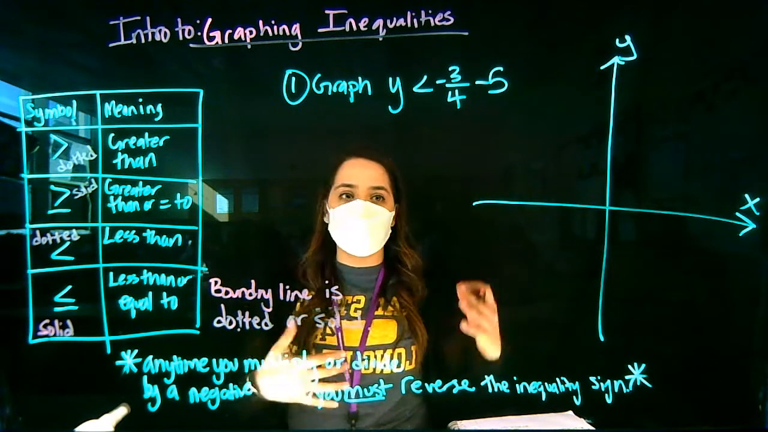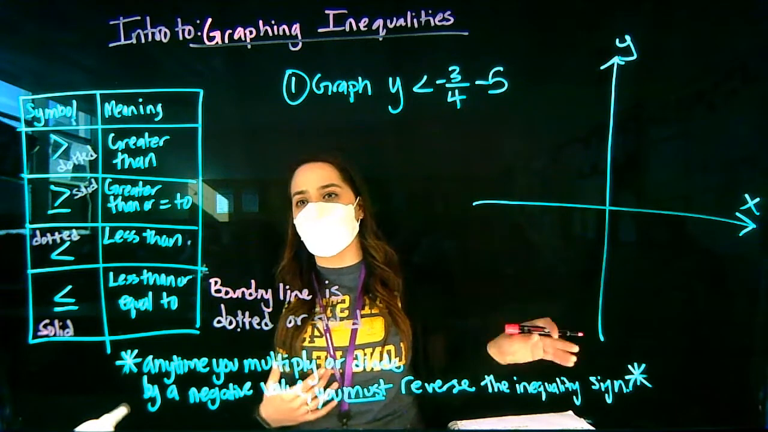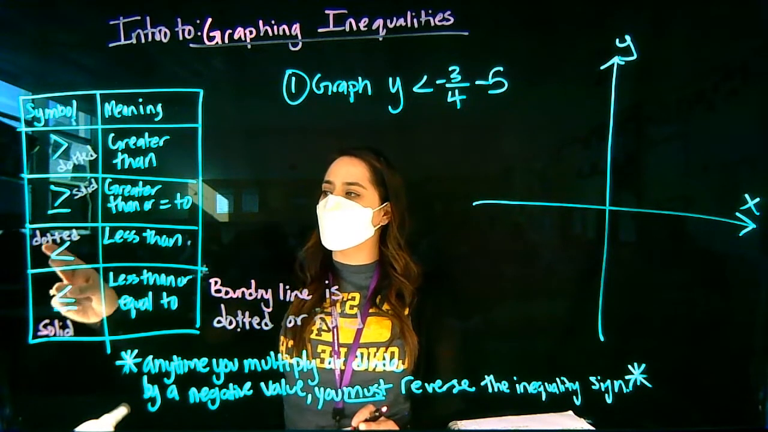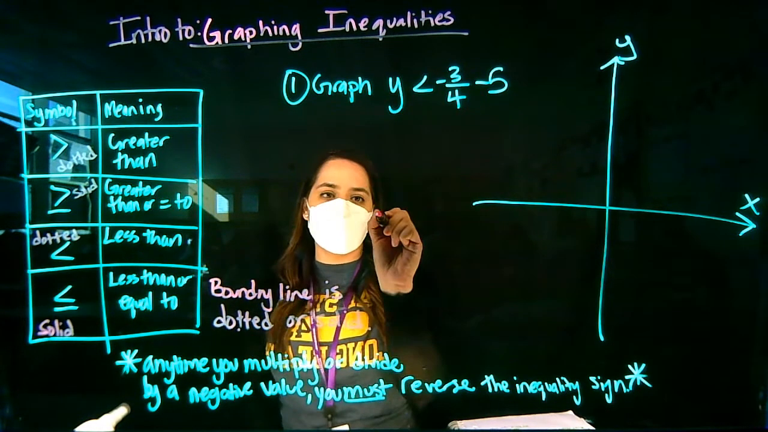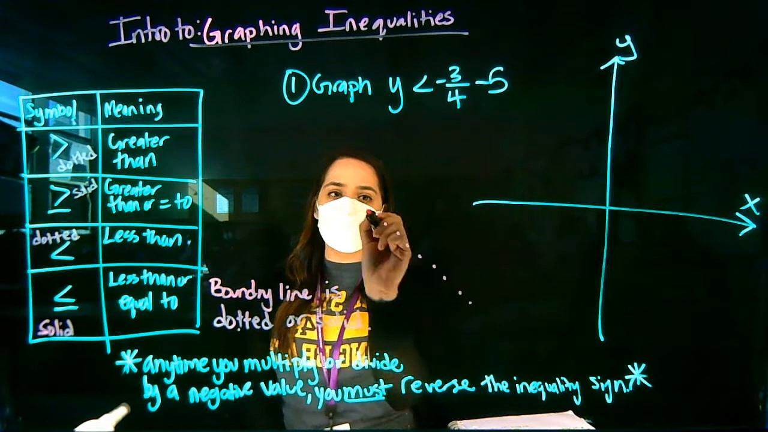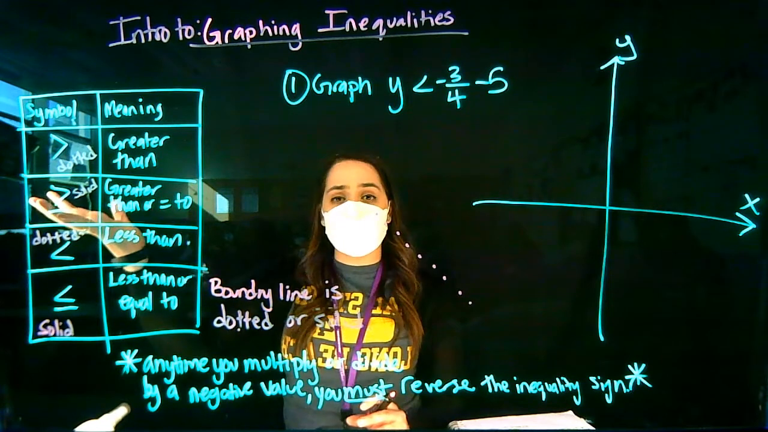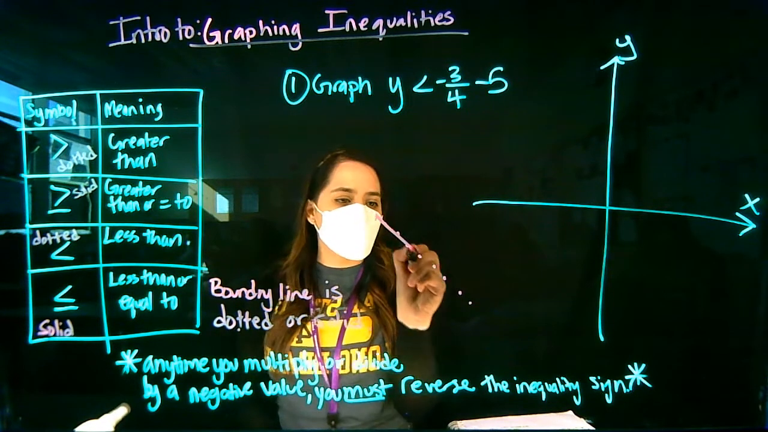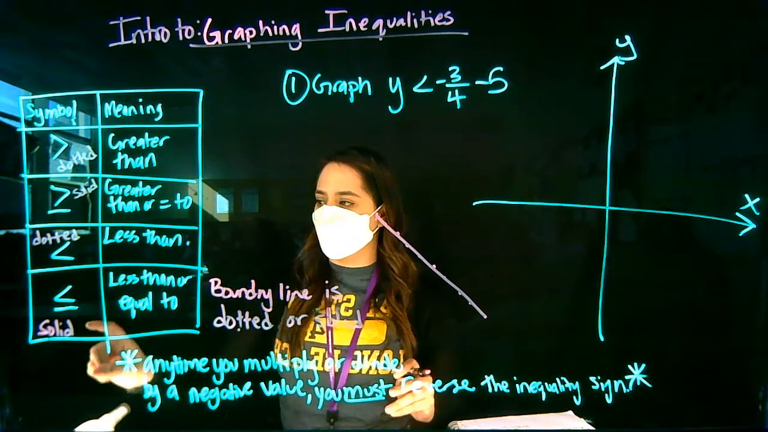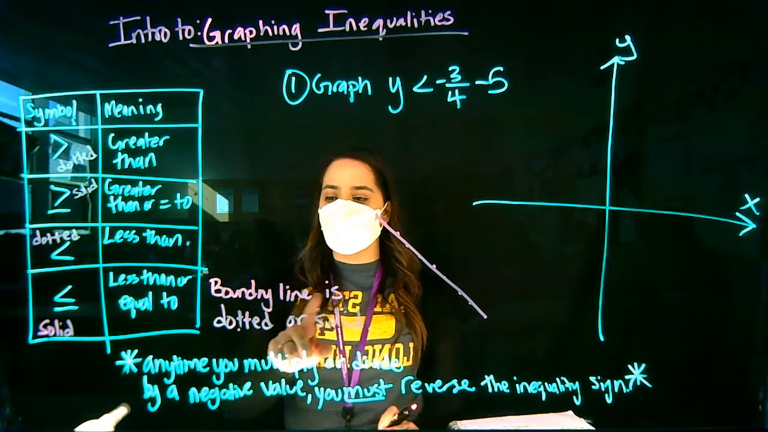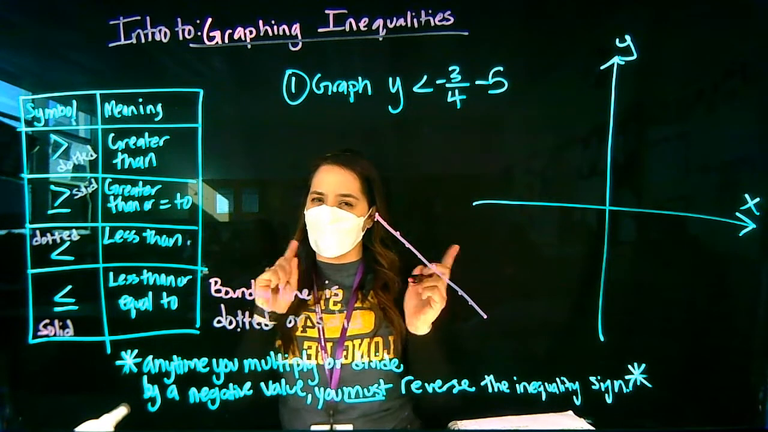Now when you graph your actual boundary line, if it doesn't have an equal sign, you're going to have a dotted line. You're no longer just going to draw a line if it's an inequality without an equal sign. If it has an equal sign on the bottom, then you would draw a solid line. So the boundary line is either dotted or solid. You only have those two options.